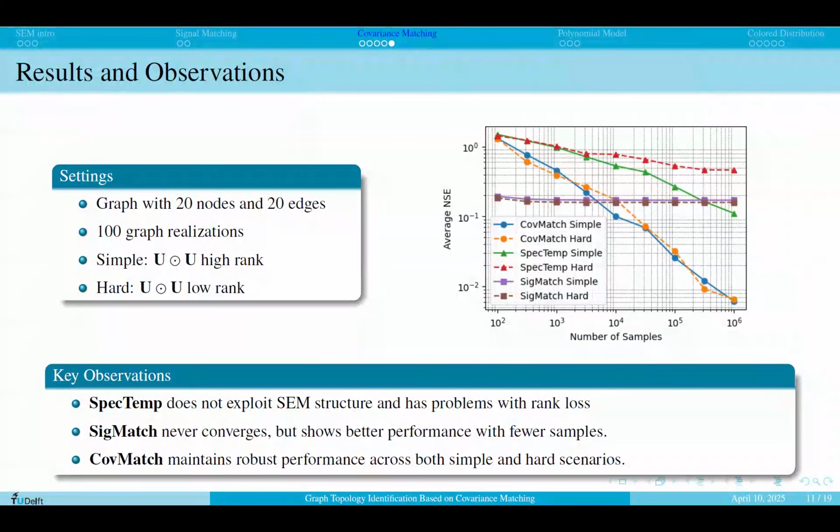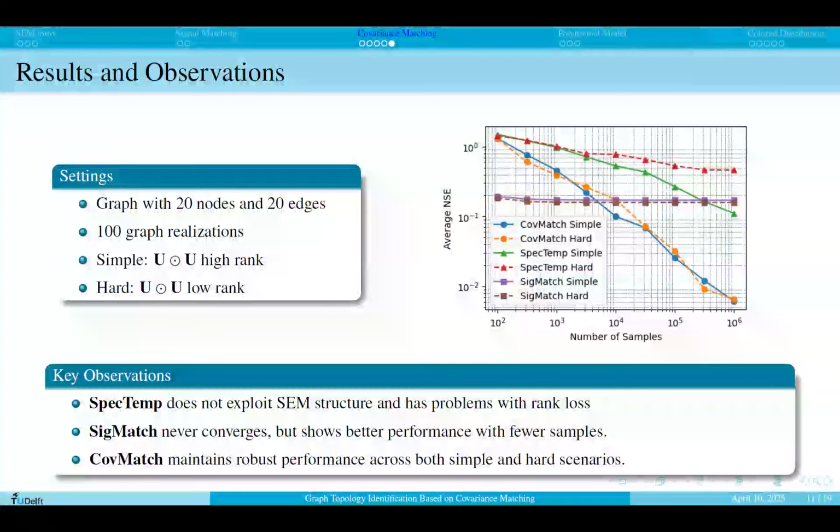And here is the result we get, and we can also compare to other methods. You can see actually that as the sample size goes to infinity, our result has a very low error. This means we can find the true graph. For the very simple signal matching method, which is two lines here, you can see it cannot converge to the true graph. And there's another method called spectral template. It can go to the true graph, but in some hard cases it does not work that well.